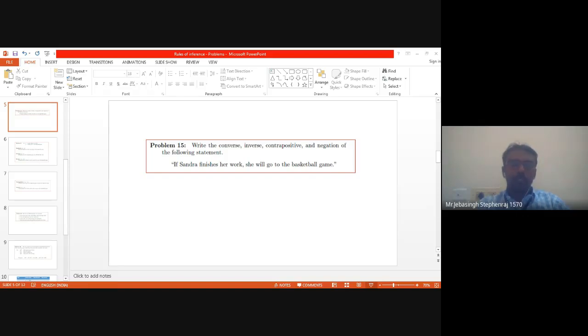So the converse can be easily obtained. The inverse also, you just negate the atomic statements given in the question. That is the inverse of a given statement. Okay. Next one is the contrapositive. What is a contrapositive?